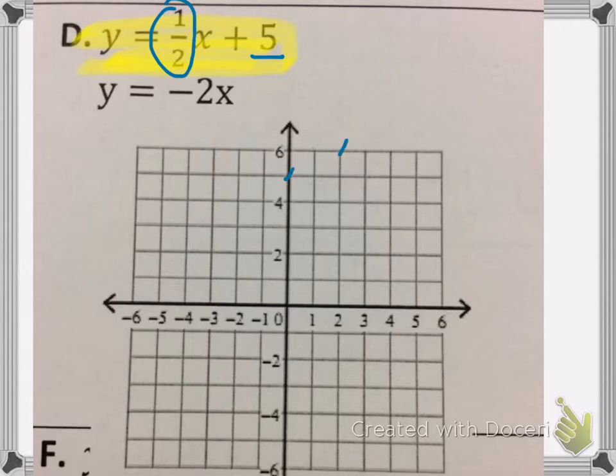So again, I'm kind of heading up off my graph paper over here, so I want to do one more point, which would be down 1, right 2 over here, just to kind of give myself a better idea of the direction my line's going. So my line's going through those ordered pairs.